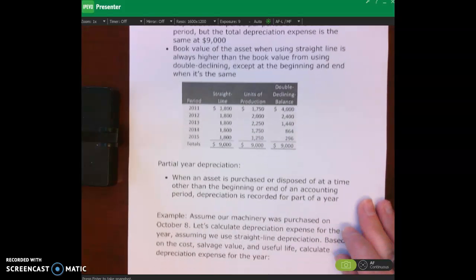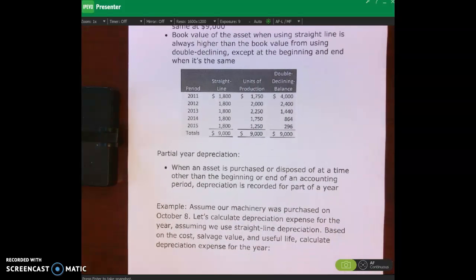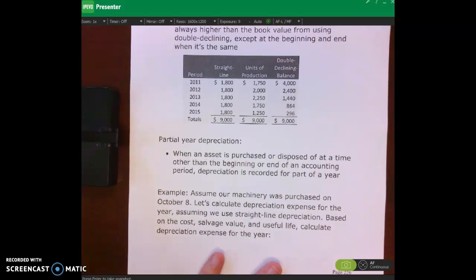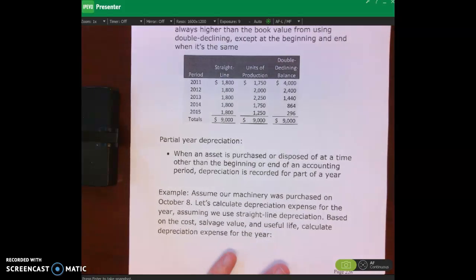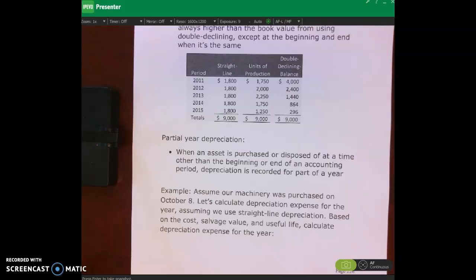Let's talk about partial year depreciation. So what we've been assuming so far is that we've bought the asset and started to put it into use at the beginning of the accounting period. Well, that's not always the case, right? Somebody could buy an asset in October. Not in January, but in October. And so at the end of that year, in December, they would only record 3 months worth of depreciation, not an entire year's worth of depreciation, okay?